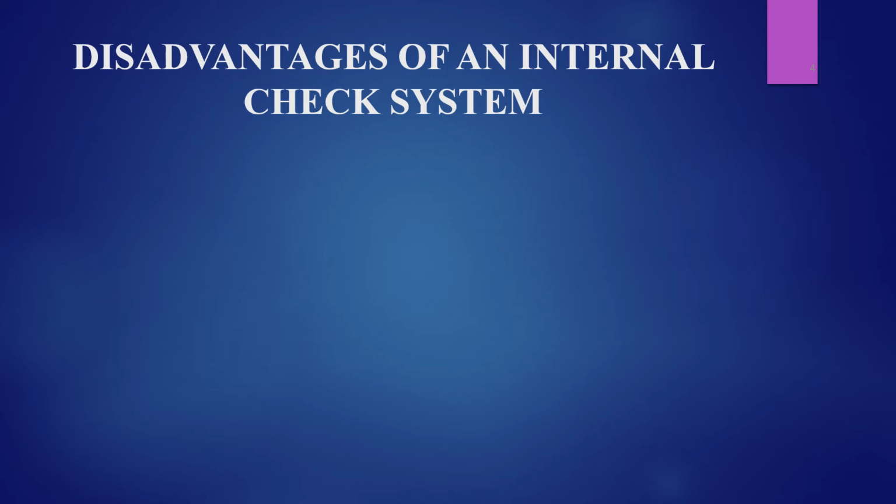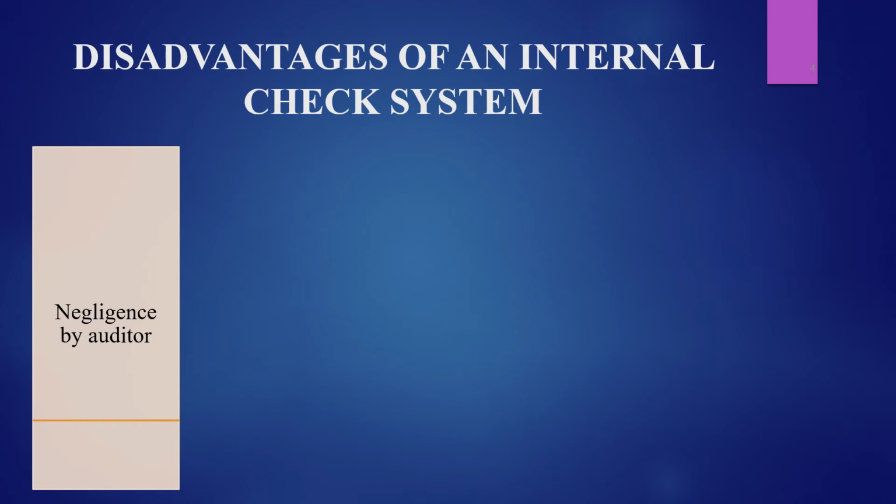Now, whenever we talk about some advantages of a particular aspect, we also understand that there is a possibility of some limitations or disadvantages. So the internal check system also has some limitations. The very first limitation is that sometimes the auditor becomes negligent. Since the auditor believes that the internal check system of the company is in place, he or she would believe that all the books of accounts have already been checked, so he or she might get a little negligent in performing his or her duties.